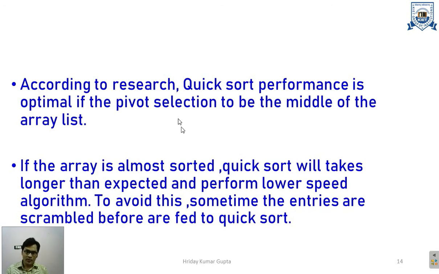Okay, now if the array is almost sorted, quicksort will take longer than expected and perform as a slower algorithm. Definitely, this is one of the disadvantages of using quicksort, right? If the array is already sorted and you apply quicksort, then performance will be slower, right? To avoid this problem, what should I do? We can scramble the array before feeding it to quicksort.